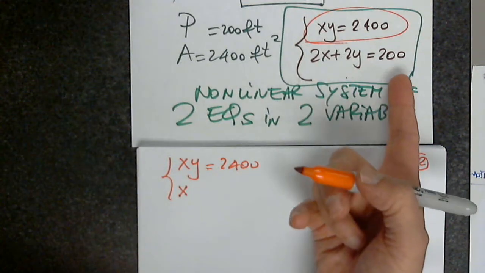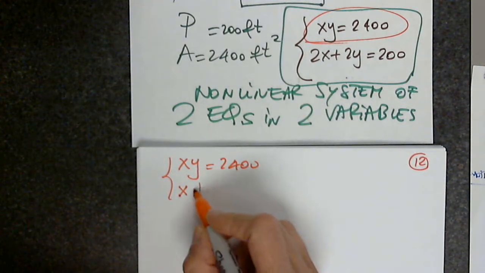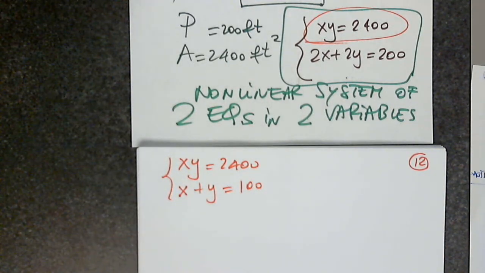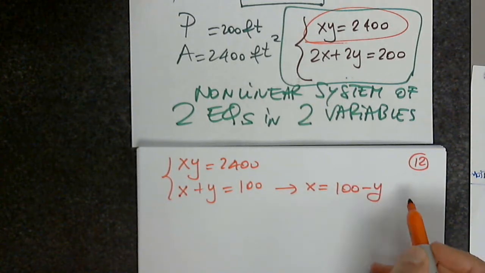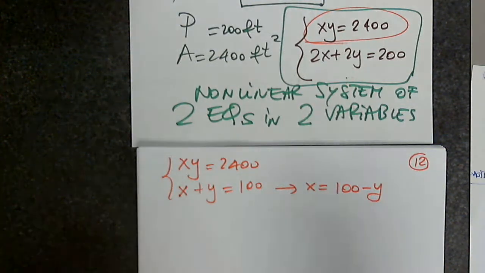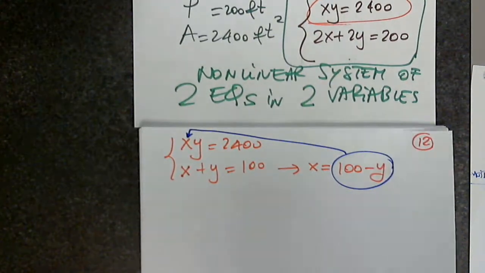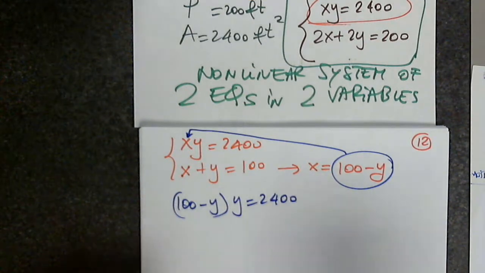I simplify by 2, correct? No, I simplify because it's an equation. Because it's an equation, I can divide by 2. If it were an expression, I would not have been able to divide by 2. There would have been a factor in front. Good. So now from here, I'm going to solve for x. What will I do with this? Plug it in, the first one. So then 100 minus y times y equals 2400.